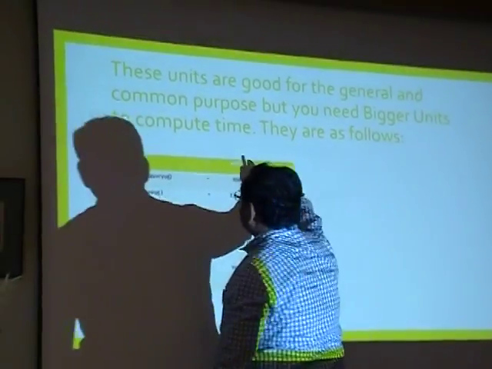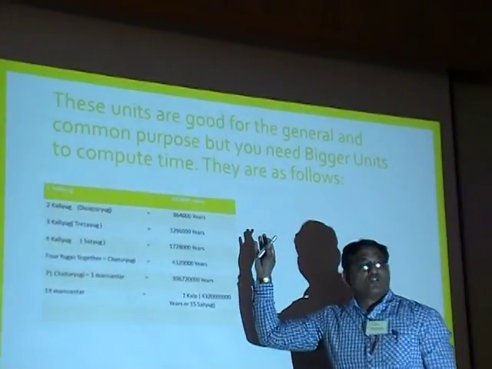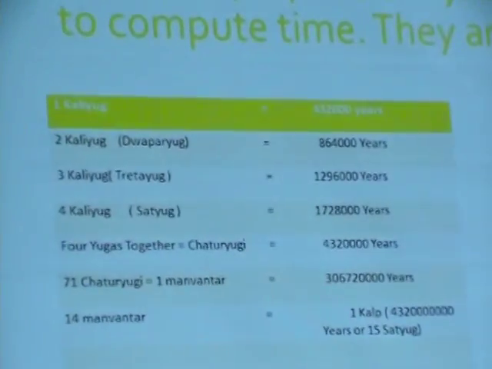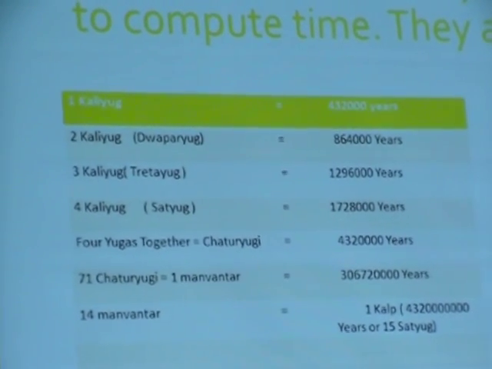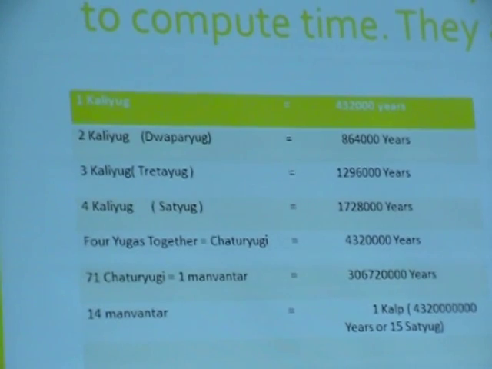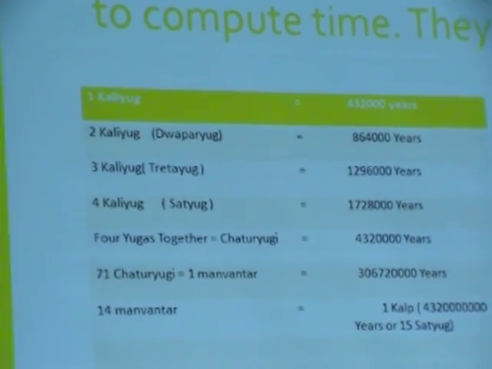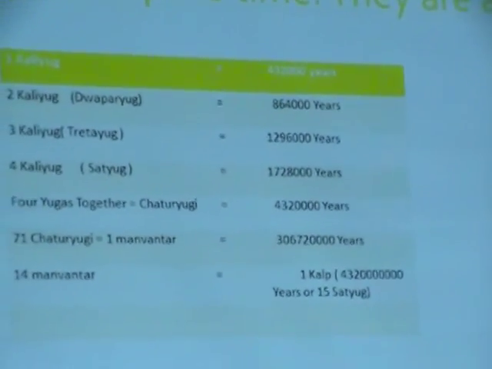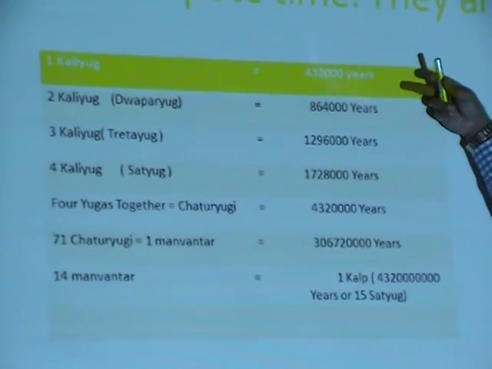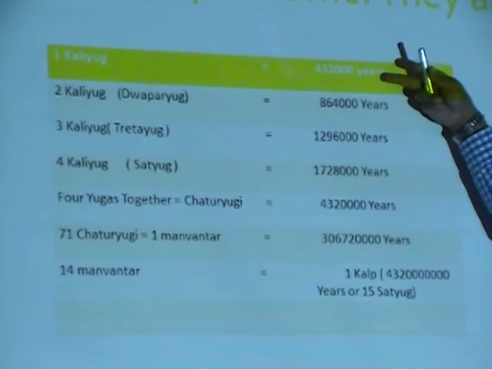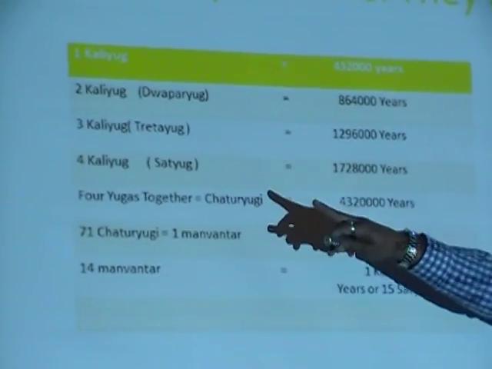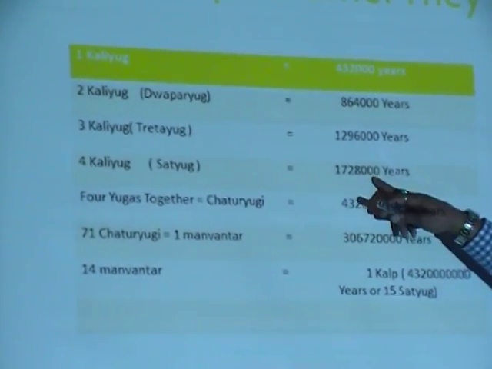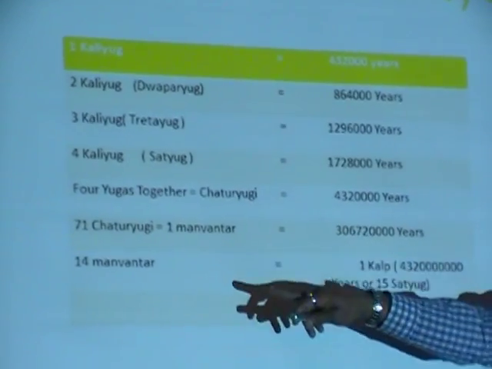equals 432,000 years. That's the unit of one Kali Yuga. So if this is A, A equals 1, 3, 2, 0, 0, 0. And then 2, and then 3, 4 makes 1 Satyug. And then these are the units.